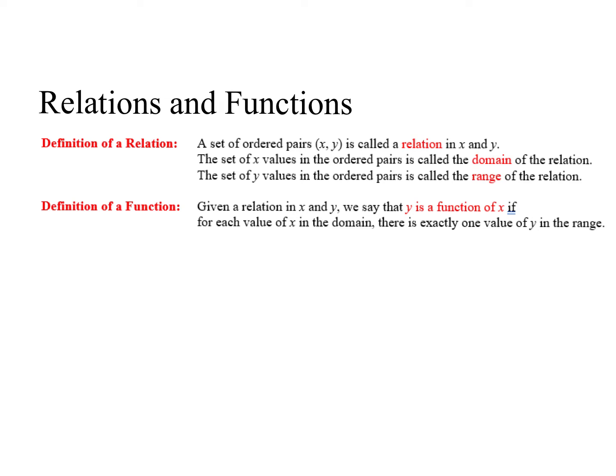Now, the definition of a function is that if it's a relation, a set of ordered pairs, then we're going to say y is a function of x if for each value of x in the domain, there's exactly one value of y in the range. You'll hear this shortened to say that when you have a relation where the x's do not repeat, then you have a function. So the x's cannot repeat.